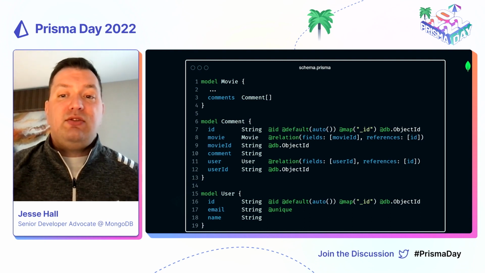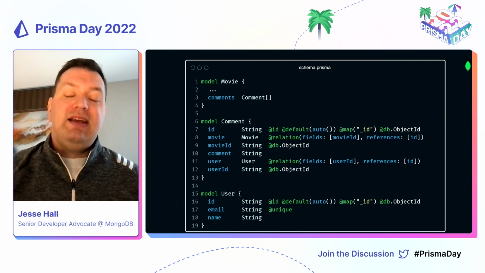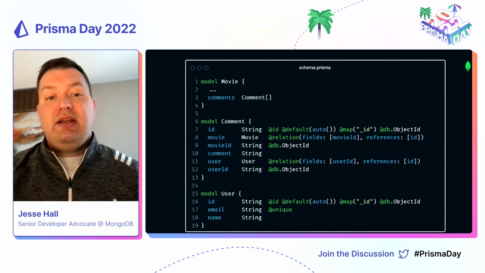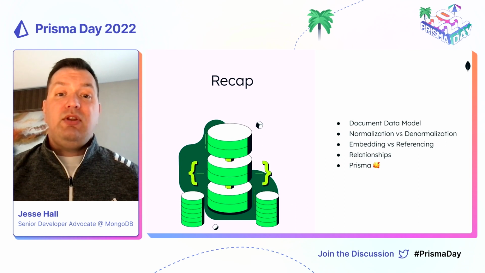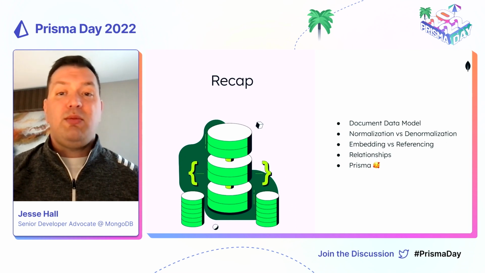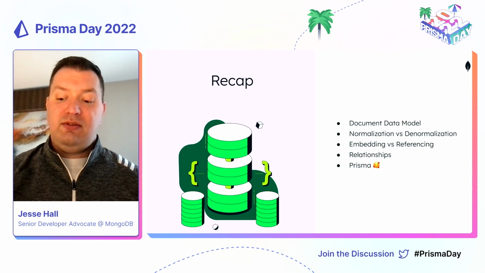So Prisma makes it super easy to set up relational data in MongoDB by either embedding or referencing or any combination. So to recap, we looked at the document data model, normalization versus denormalization, embedding versus referencing, relationships, and how Prisma can help us model embedded and relational documents with ease.